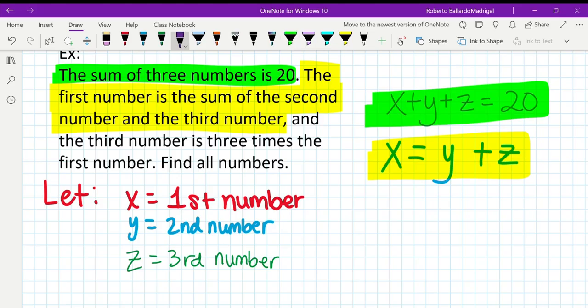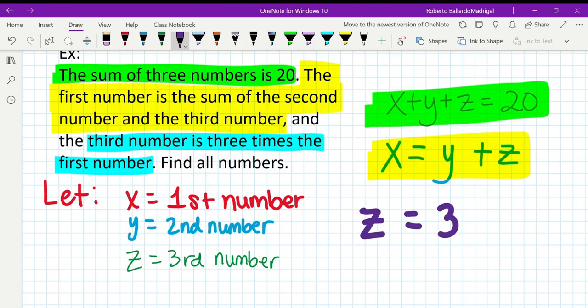All right, finally, we are told that the third number is 3 times the first number. What do you guys think 3 times means? Are we adding by 3? We're multiplying by what factor? By 3. So the third number, which is Z, is 3 times the first number, 3x, right? So we're going to have these 3 equations.